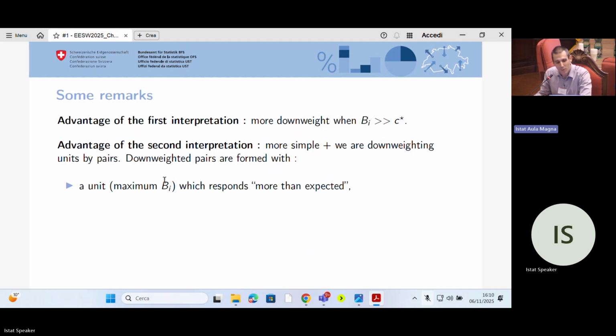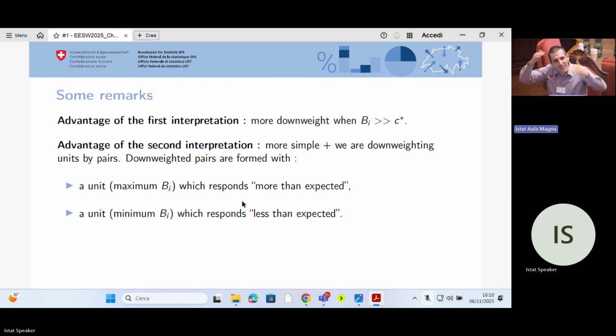And yeah, the pairs are formed with a unit which responds more than expected and a unit which responds less than expected. In a way, it's quite tempting to say, hey, I'm creating bias, but I'm reducing the weight of somebody who responds more and the weight of somebody who responds less. So maybe I will benefit from some kind of compensation effect by doing that.